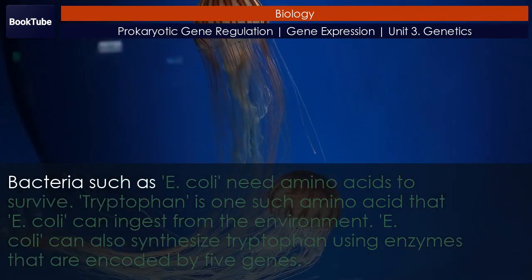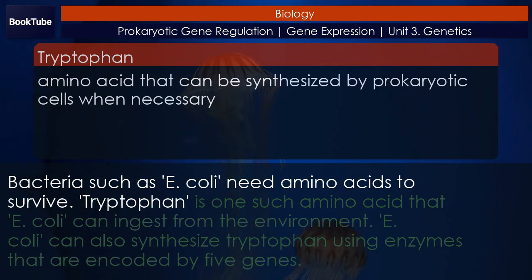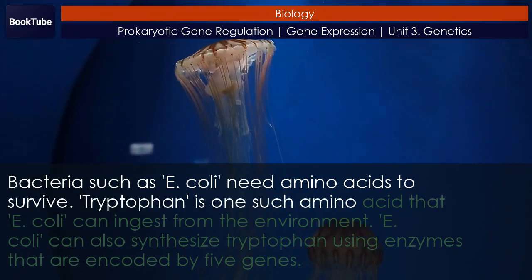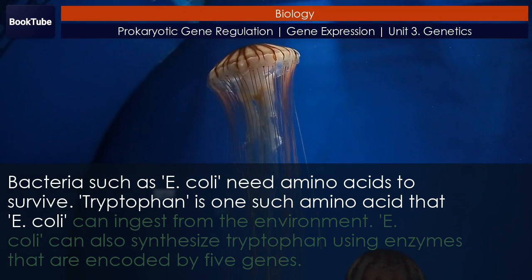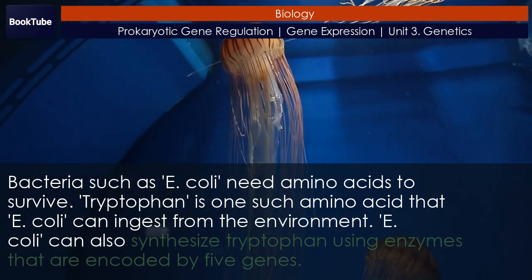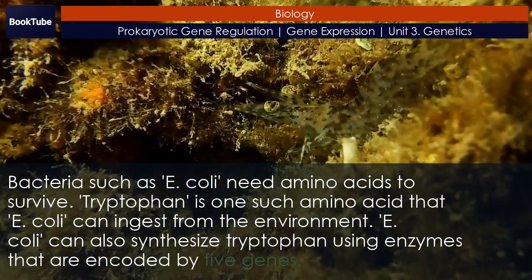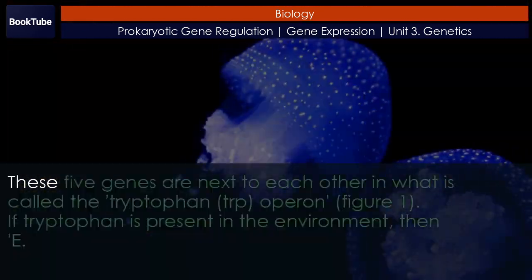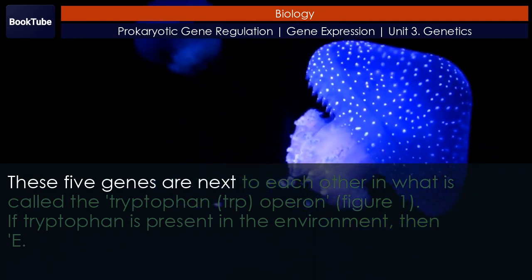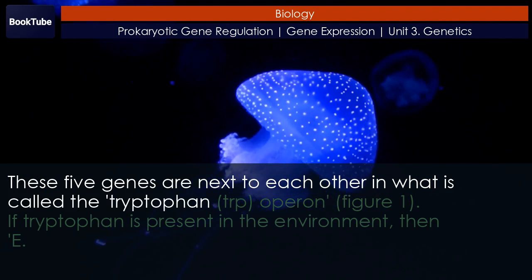Bacteria such as E. coli need amino acids to survive. Tryptophan is one such amino acid that E. coli can ingest from the environment. E. coli can also synthesize tryptophan using enzymes that are encoded by 5 genes. These 5 genes are next to each other in what is called the tryptophan TRP operon.